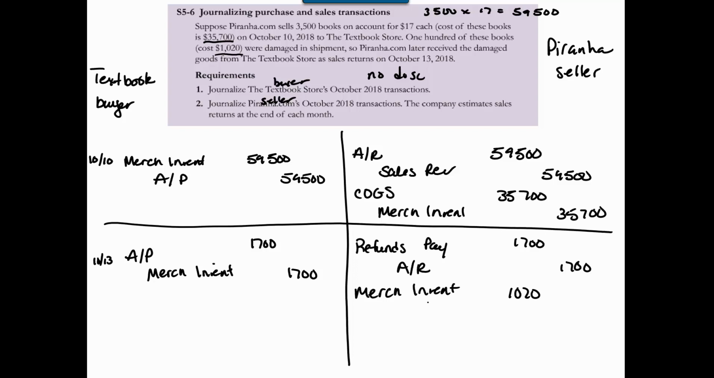So debit merchandise inventory $1,020, credit estimated returns merchandise for $1,020. So there's what the exact same transaction looks like from the buyer side and from the seller side for a sale and for a return.